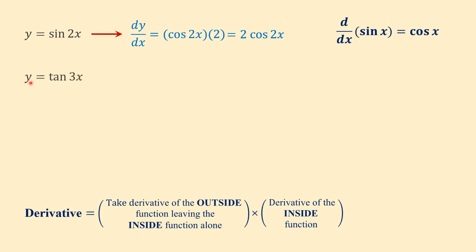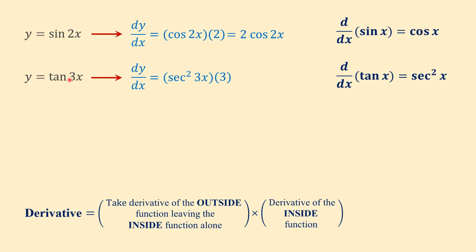Another example. y equals tangent of 3x. In this example, the outside function is tangent and the inside function is 3x. Remember that derivative of tangent equals secant squared. Derivative of tangent of x is secant squared of x. So derivative of the outside function, tangent, is secant squared of 3x. We leave the inside function alone. Times derivative of the inside function. Derivative of 3x is 3. So derivative is 3 secant squared of 3x.